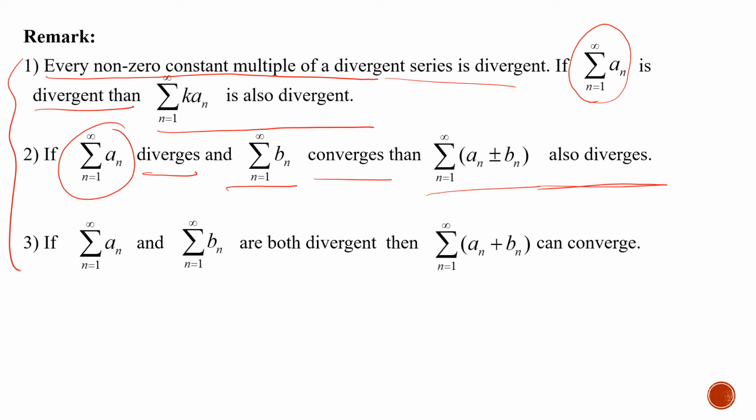And the third is that if you have two series and these two series are divergent, then it is not necessary that if you add those two series, it will also diverge. So I feel that the first two remarks are okay, but for this third, you can see by an example. I'll give you an example for this third remark.